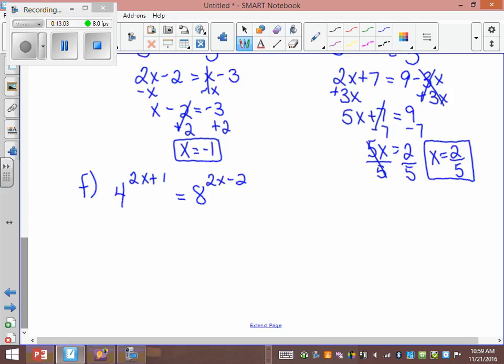No, 4 to the power of 2 is 16. You can't make 4 or 8 be base 4 or base 8. But you can make them both be base what? 2. So that's going to be 2 squared to the 2x plus 1. And 8 is 2 cubed to the 2x minus 2. Now you try it.